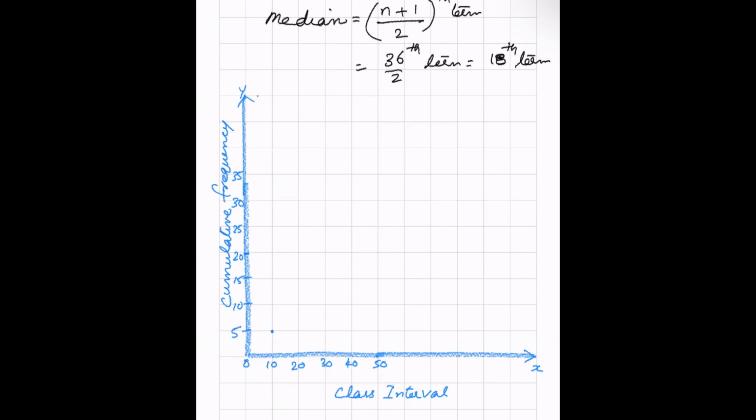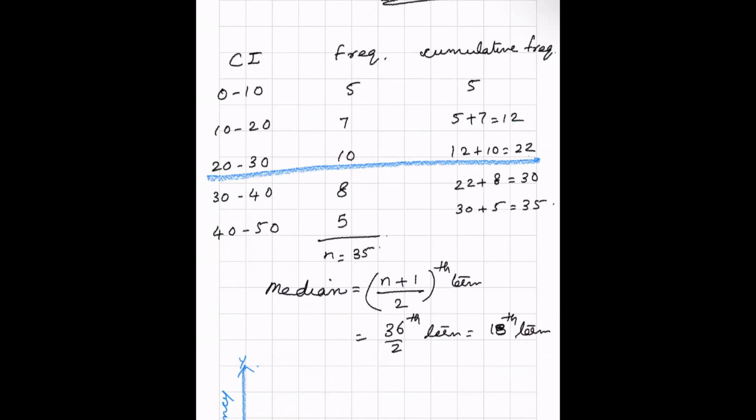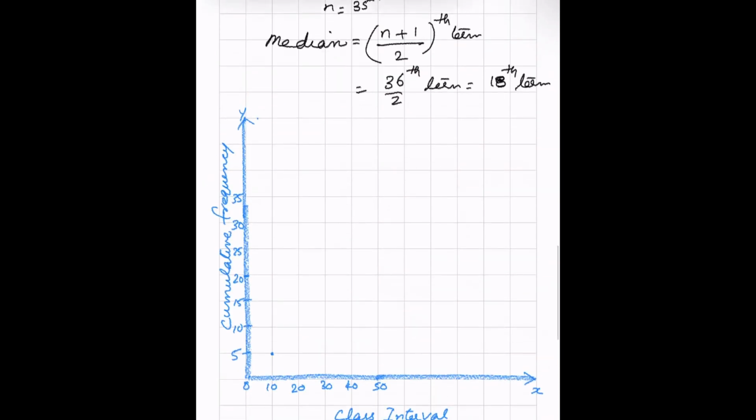Then what? The first class interval was 0 to 10. What is the given class interval? 0 to 10 is the given one. So your cumulative frequency, you will plot against the upper limit. So here, against 10, I will mark 5.